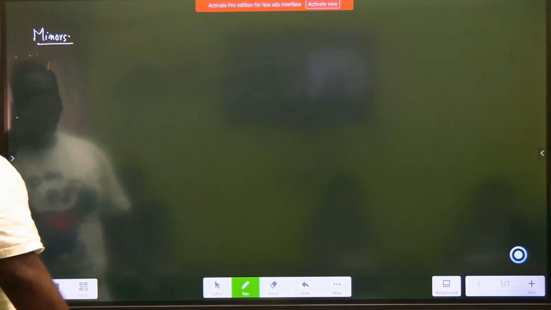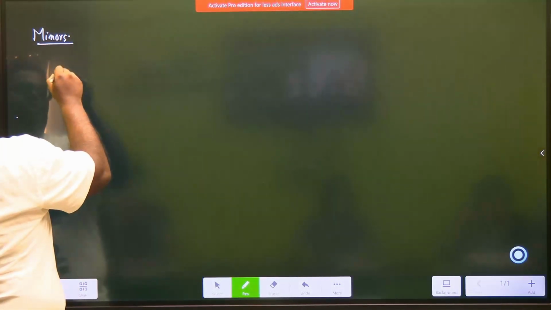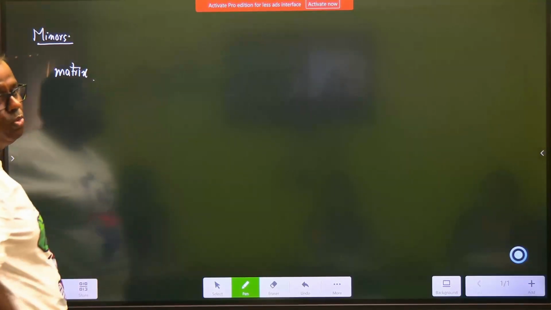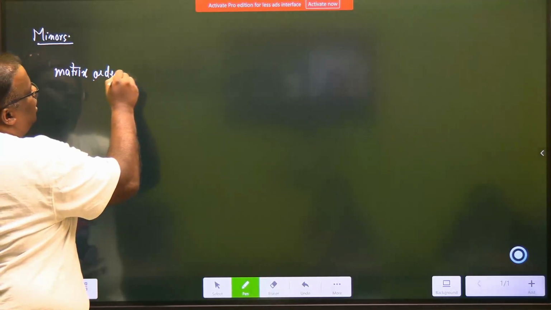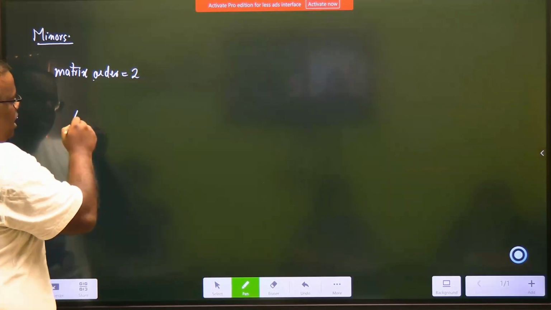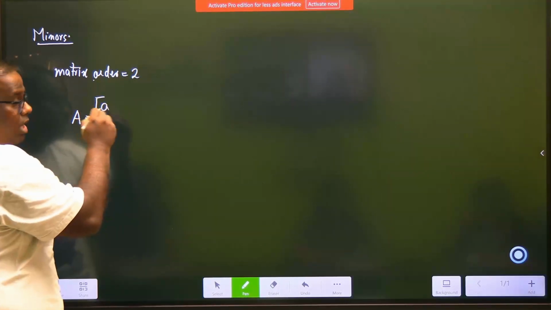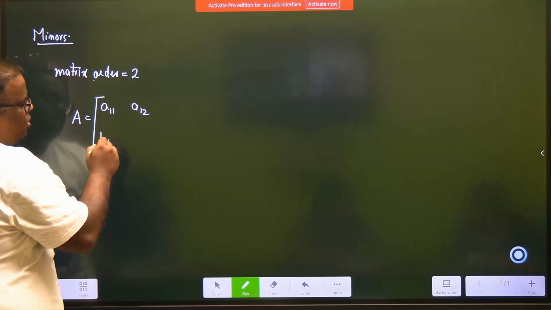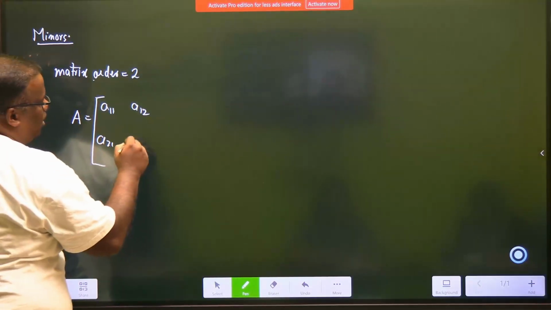Okay. Now minor. Suppose we have a matrix. Since we will be dealing with determinants, everything will be square. Suppose you have a matrix whose order is equal to 2. You take your matrix as A and make it of order 2. So let's make it A11, A12, and let's keep it all in A's, it becomes easy, A21, A22.